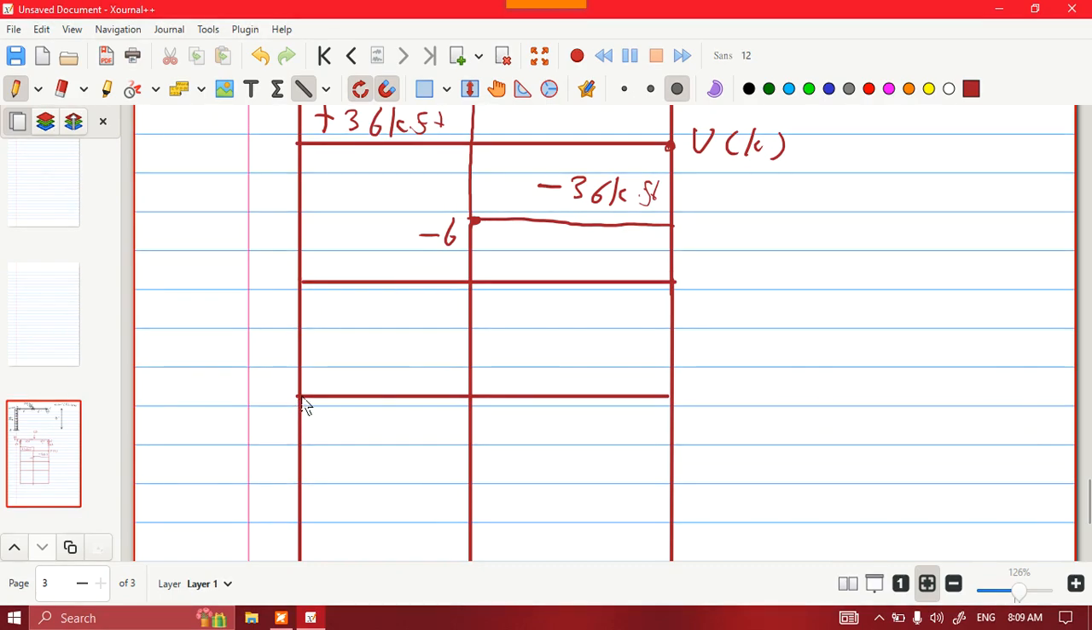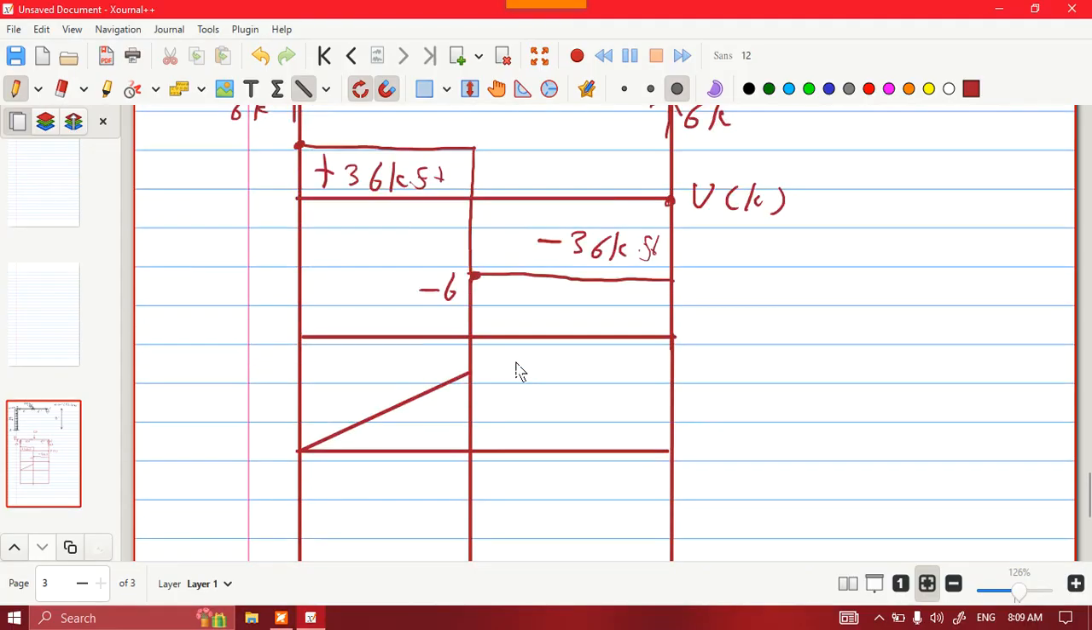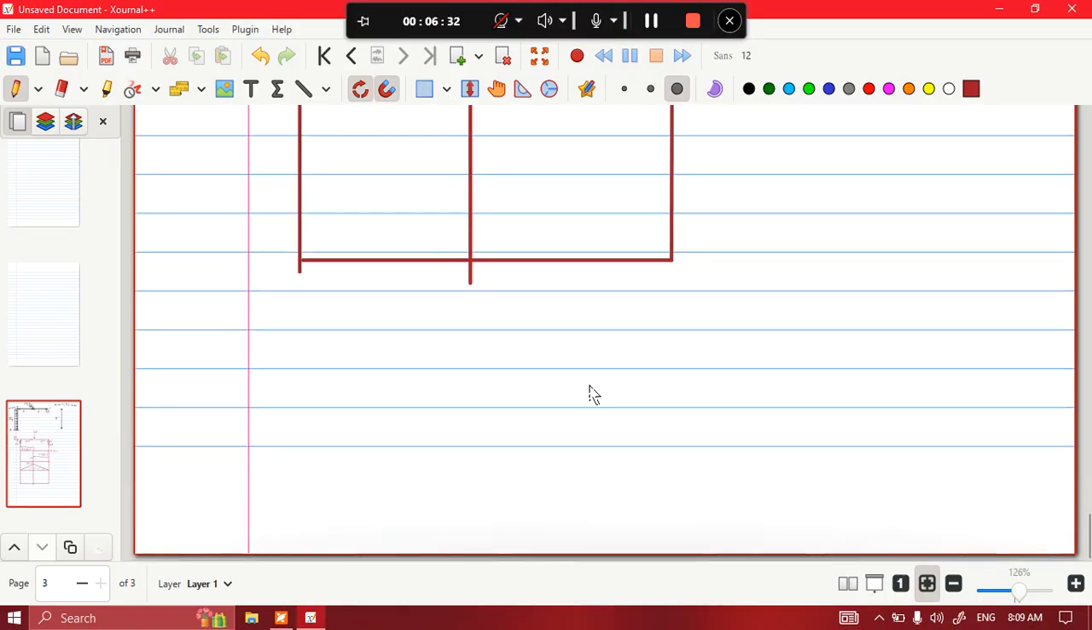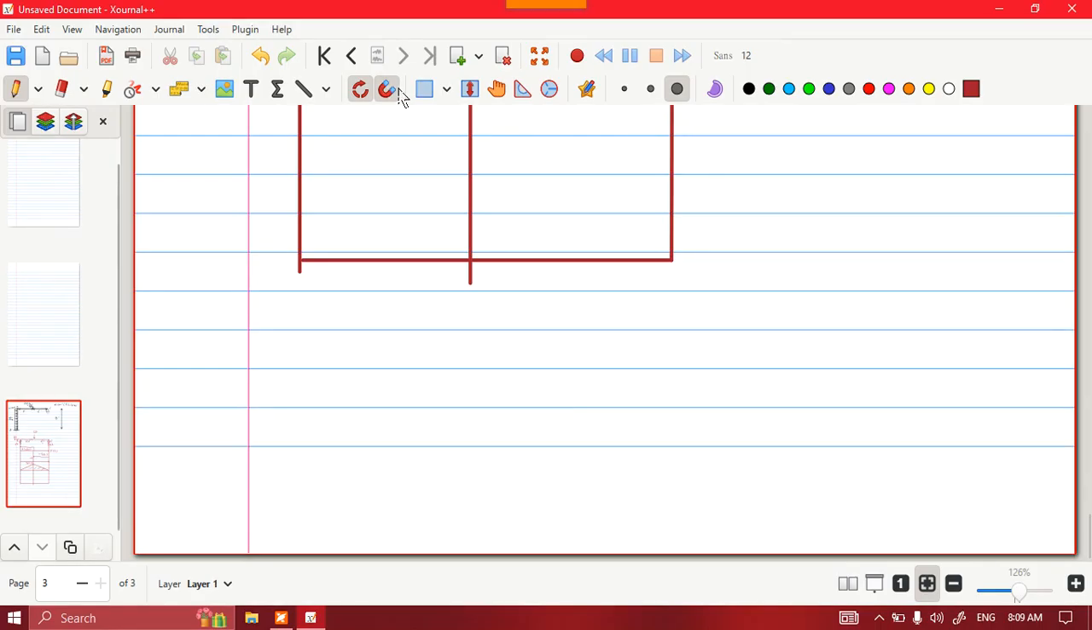It will act like a linear, as the integral is linear. It will start from 0 at the support until the maximum at the joint, the front of the beam. This is our moment diagram, which is 36 kip-feet. And now we will go to the frame directly.